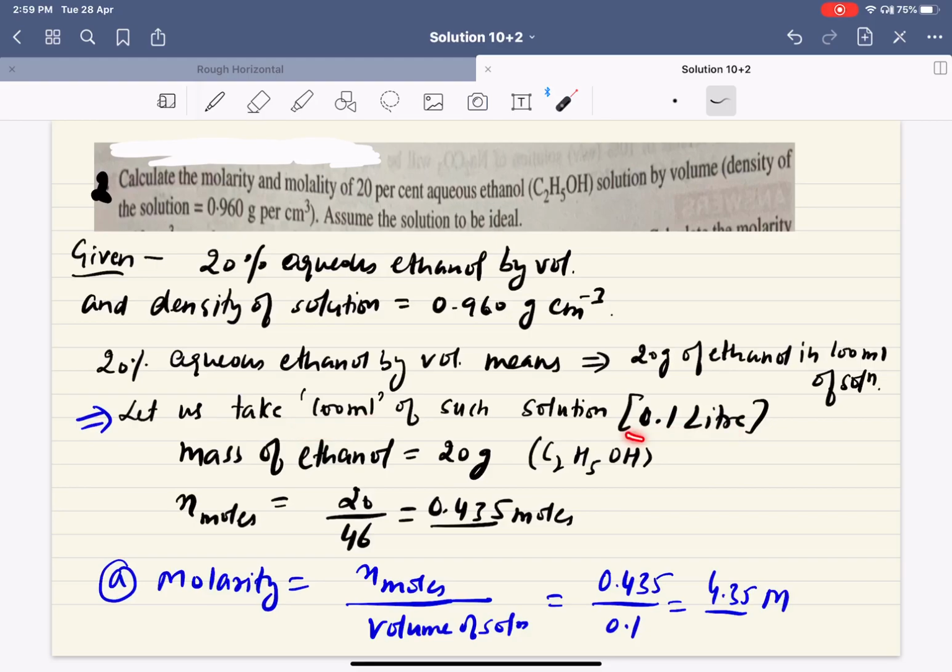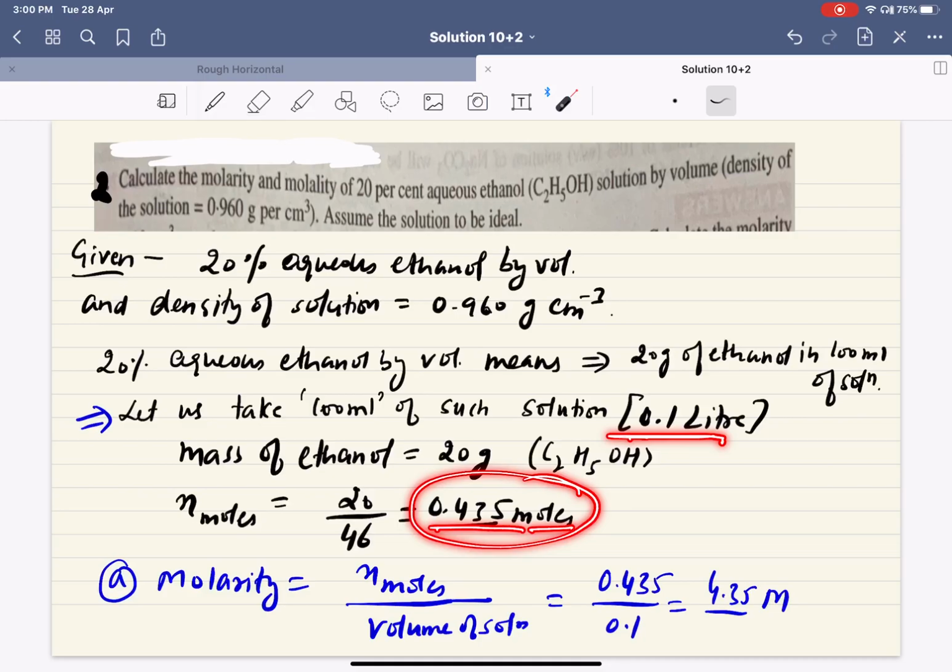Okay, and this much solution will contain how much ethanol? 20 gram of ethanol, according to the situation. So the number of moles present in 20 gram of ethanol will be 20 by 46, which is 0.435 moles. Means if you take 0.1 liter of such solution in which the percentage is given, the number of moles will be 0.435.